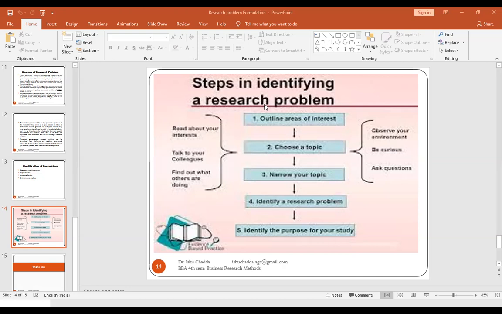Second is choose a topic. The next is narrow your topic. The other one is identify a research problem. And the last one is identify the purpose of study. So, a researcher should conduct a situational analysis of the problem. The background of the study, underlying theoretical and conceptual basis, should be clearly understood. The researcher should make a critical examination of the marketplace and look into related studies. This step is very exhaustive as it involves a detailed discussion with the key decision maker.